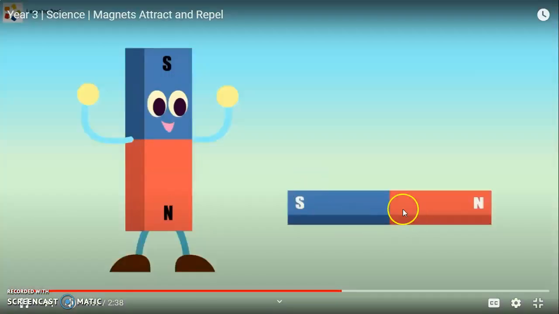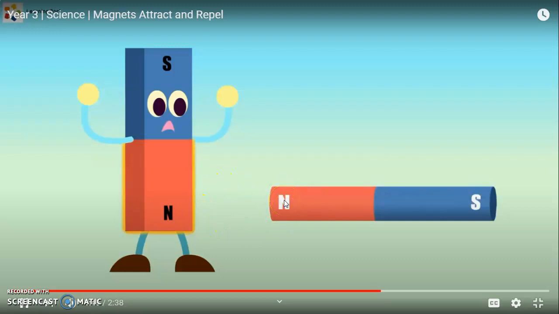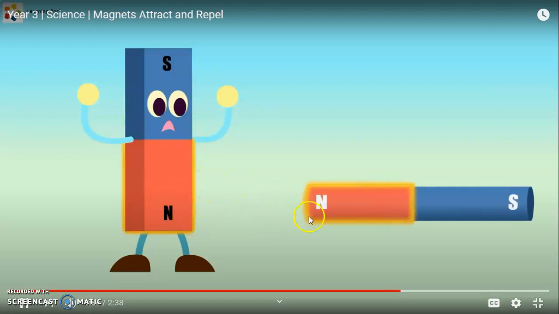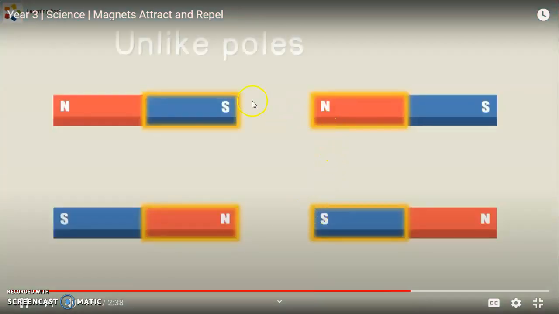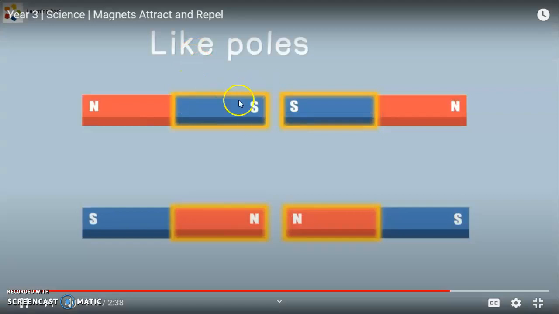Remember what we said before. When Barry's north pole came near the bar magnet's south pole, the magnets were attracted to each other. But when Barry's north pole got close to the north pole of the cylindrical magnet, they repelled each other. For magnets, when 2 unlike poles, the North Pole and the South Pole, come together, they attract. On the other hand, when 2 like poles, the North Pole and the North Pole, or the South Pole and the South Pole come together, they repel.